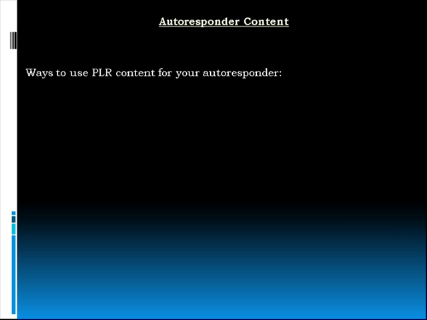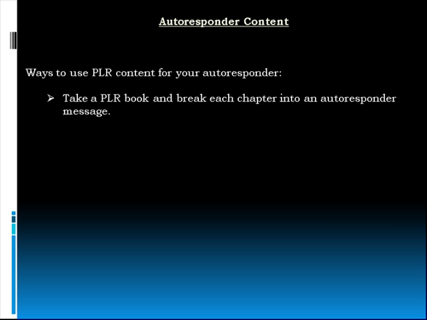Autoresponder content. There are several ways that you can use PLR content in your autoresponder. First, you can take a PLR book and break each chapter into a separate autoresponder message. If the chapters are long, you can further break them down into 2 or 3 separate messages. An alternative is to send a short message with a link to read the entire chapter online, or download it via a PDF file. Now here's a tip.